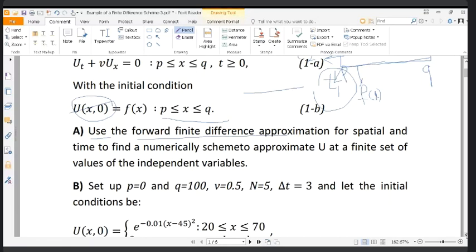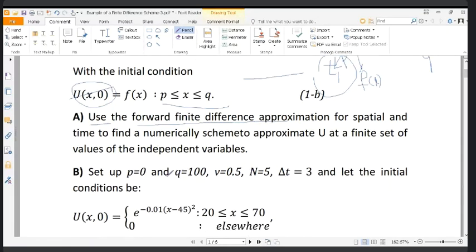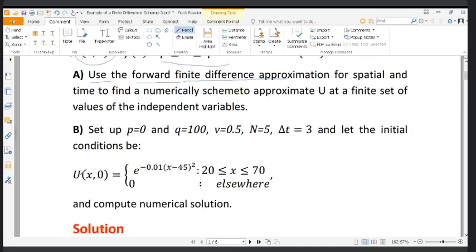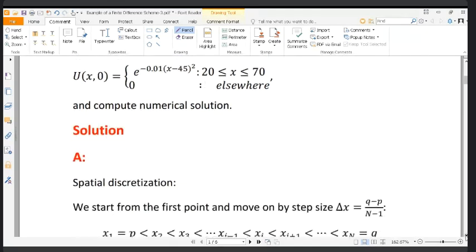For part B, we have set p equal 0 and q equal to 100, v equal 0.5, n equal 5, and delta t equal 3. Let the initial condition be, in this particular case, u(x, 0) equal e to the power minus 201, (x minus 45) to the power 2, for x between 20 and 70, and otherwise u(x, 0) is 0. When we put in these values, we should compute the numerical solution. We start the solution with part A.